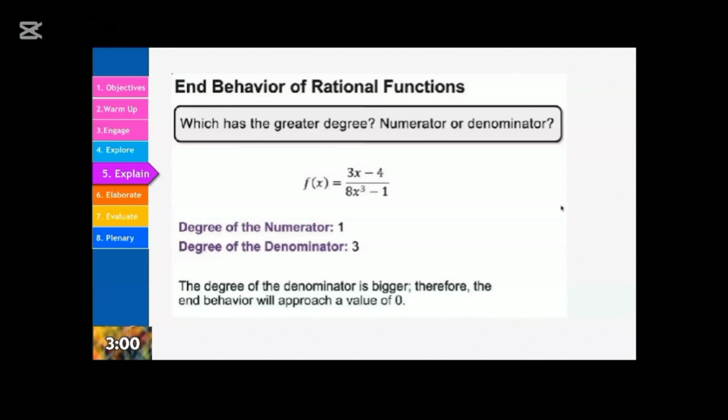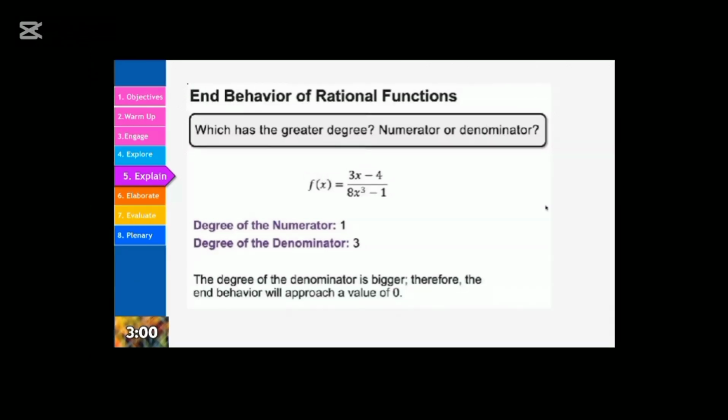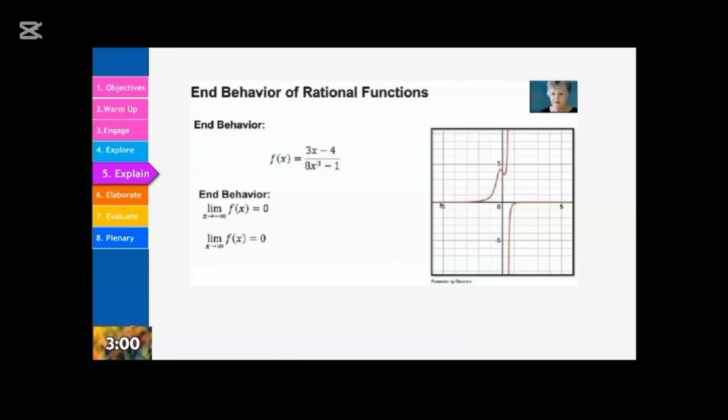Okay, here we have another one. Here he told you which has a greater degree, numerator or denominator. So the degree of the numerator is 1, and the degree of the denominator is 3. So which one is the biggest? The biggest is the denominator. So here the end behavior will approach a value of 0, because the numerator is smaller than the denominator, and we said it's equal to 0.